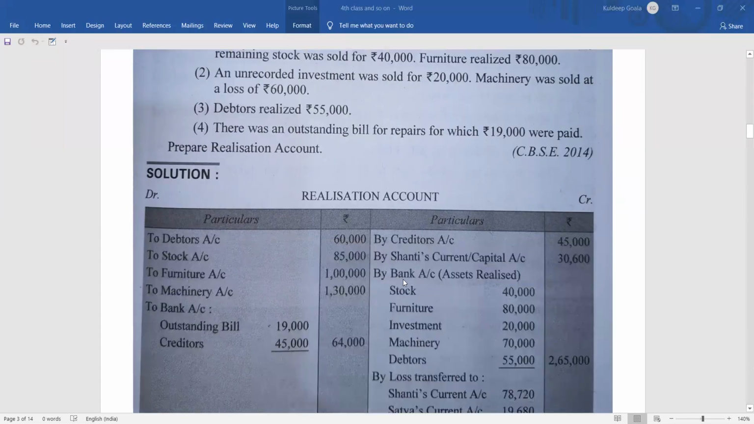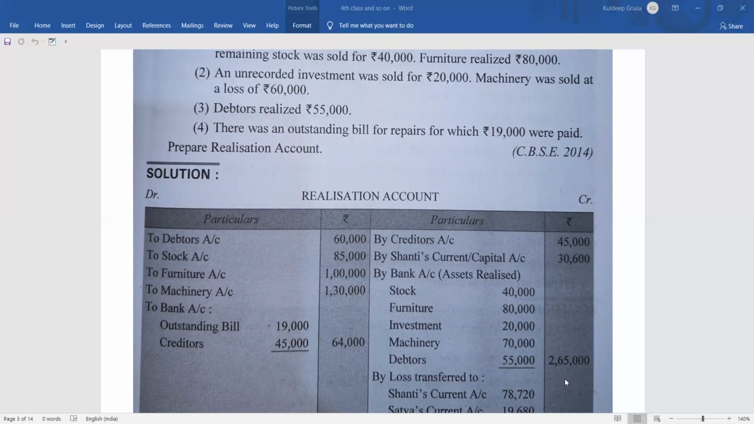So on the realization credit side we have bank account, stock 40,000, furniture 80,000, investment 20,000, machinery 70,000. As well as in point number 3, debtors were there, which was 35,000, isn't it? So adding that 35,000, it will be 2,65,000. Okay, the debtors were missed, we will take the debtors together as well. Then the total will be, it was 2,10,000 earlier, so 2,10,000 plus 55,000, now it is 2,65,000.